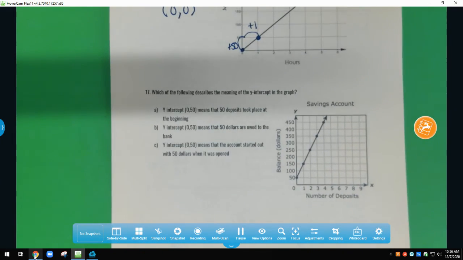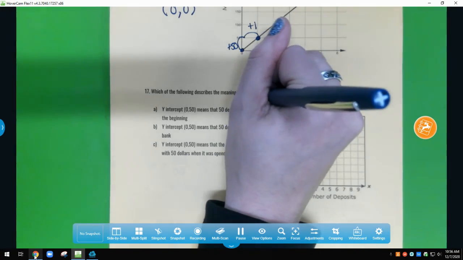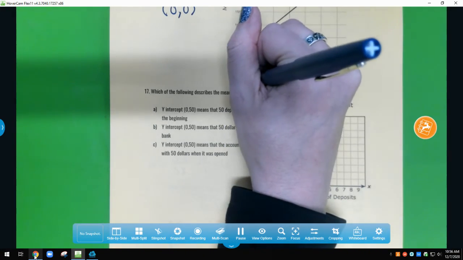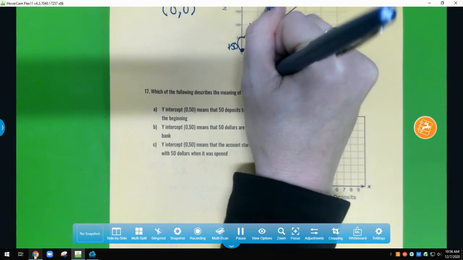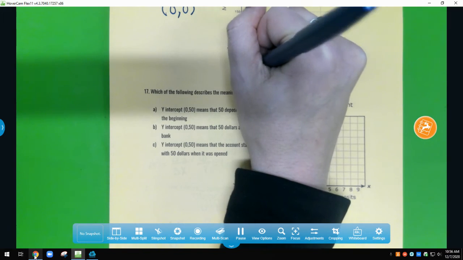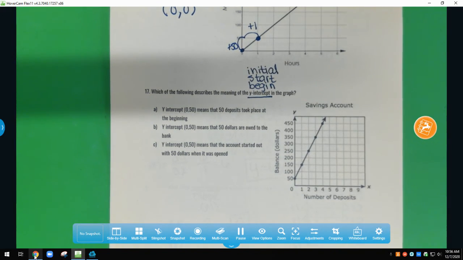Okay, number 17. Which of the following describes the meaning of the y-intercept in the graph? So remember, when we graph, the y-intercept is where we begin. Another word for begin would be start, or sometimes you'll see initial. So the y-intercept is where we're starting. So I would look for things like that.